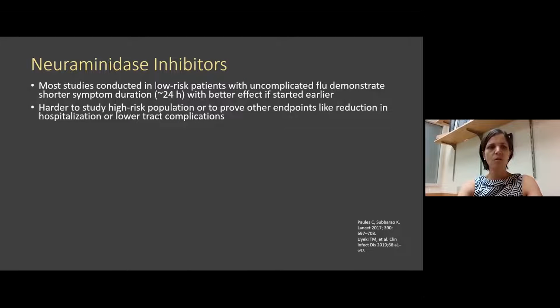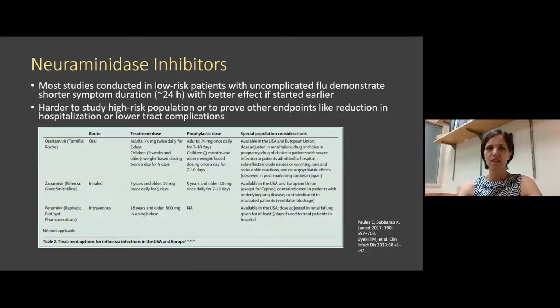So let's talk a little more about neuraminidase inhibitors. Most studies conducted were in low-risk patients with uncomplicated flu, and basically it causes a shorter duration of symptoms by about 24 hours. It's harder to study the high-risk population like the patient I told you about in the case. And it's hard to prove other endpoints like reduction in hospitalization or lower respiratory tract complications.